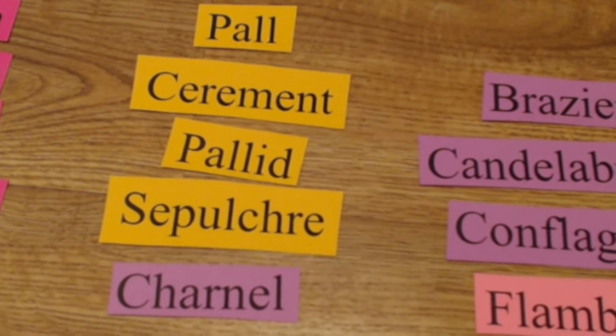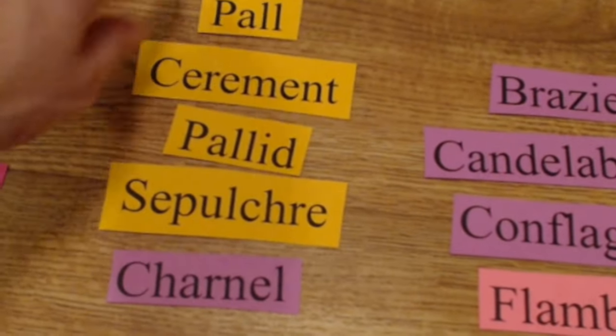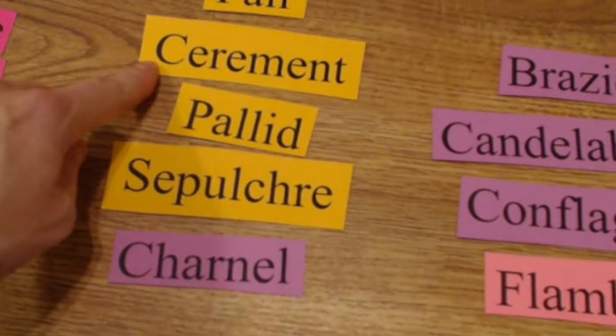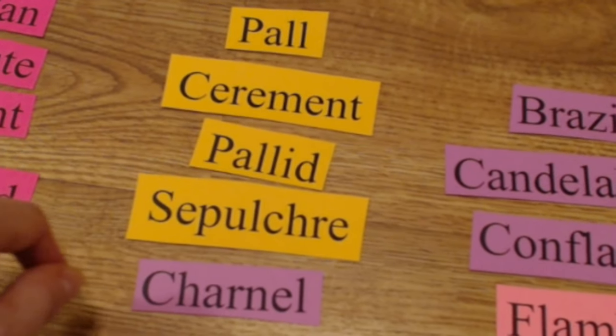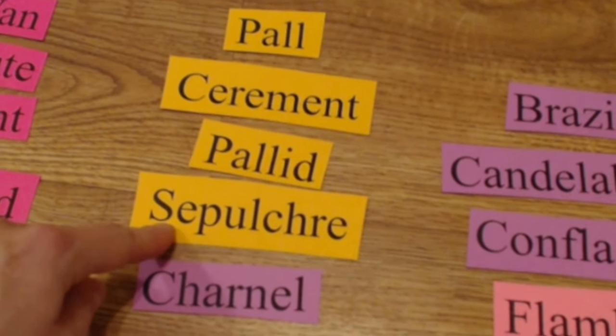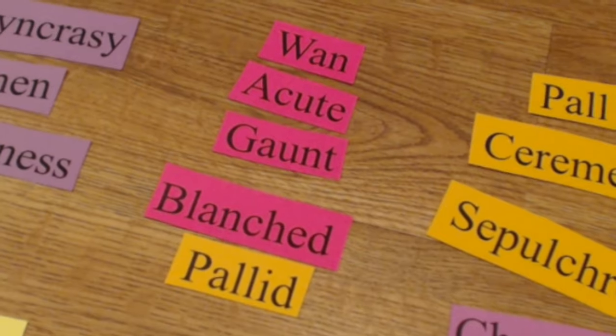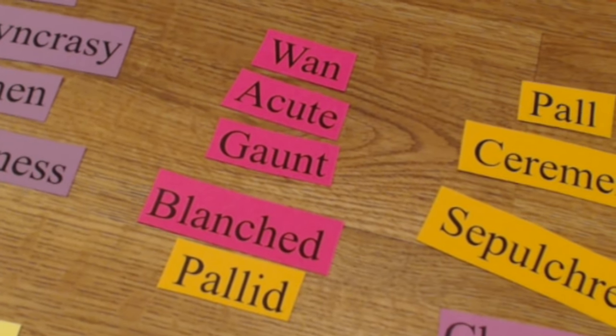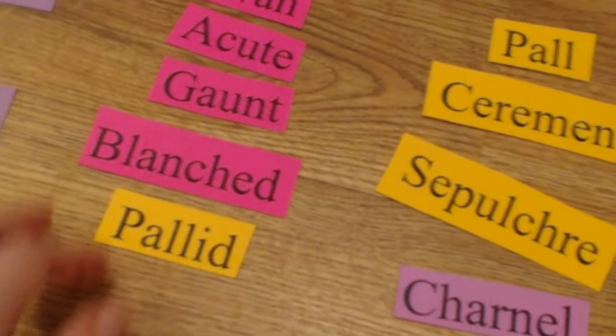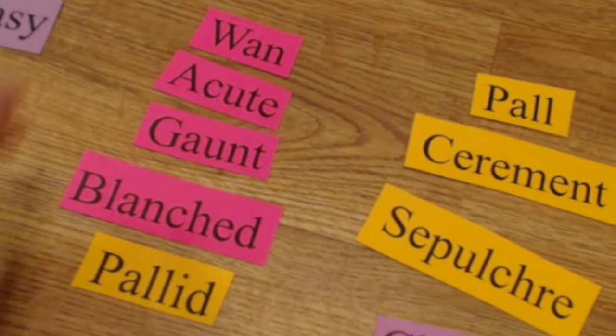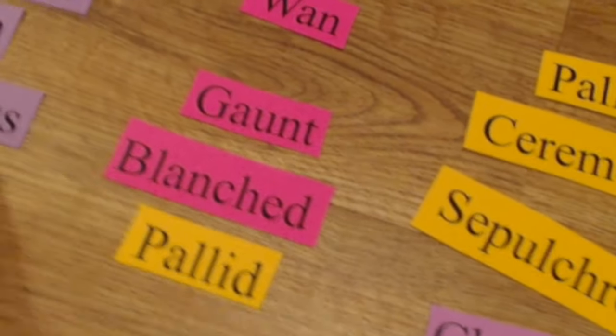All right, these all have to do with something with the grave. We've got something that covers a coffin, things that you wear in the coffin, tomb, another type of tomb. All right, pallid doesn't fit, so we move it. Okay, let's see. So pallid fits in with everything here. Okay, we got kind of sickly and pale. Acute doesn't fit, so we're going to move it.